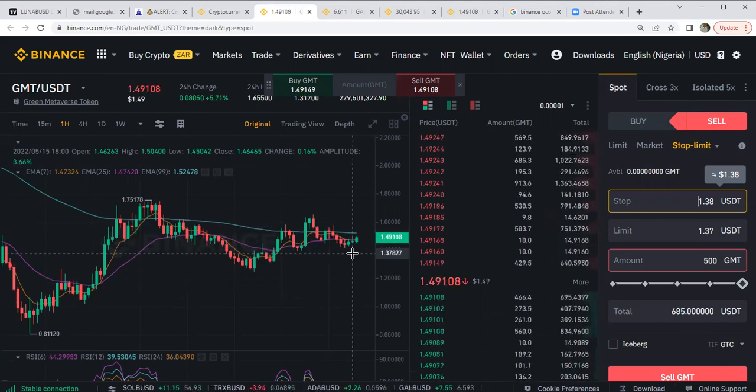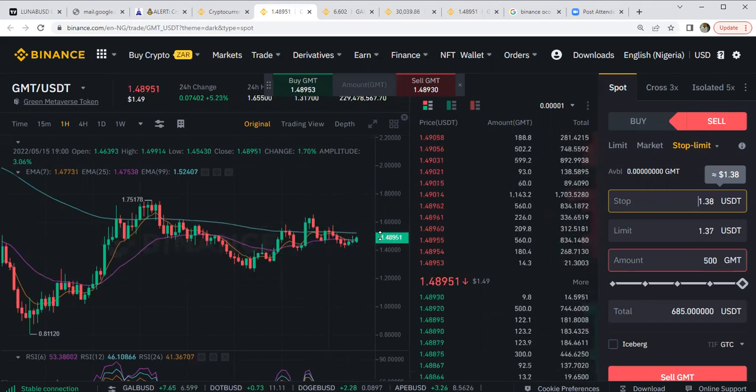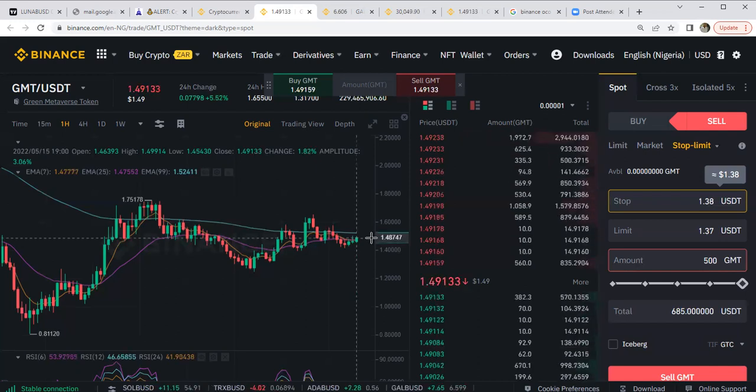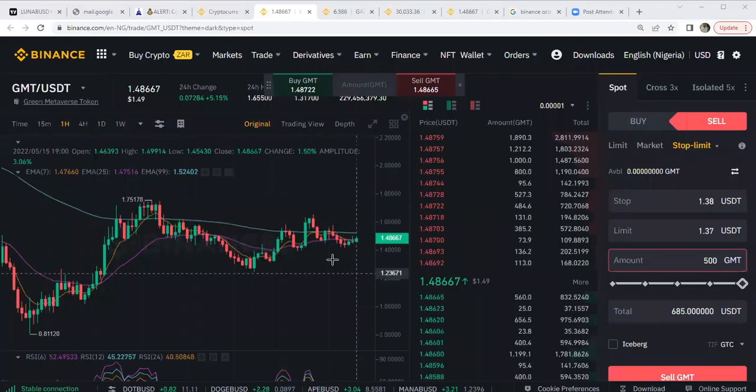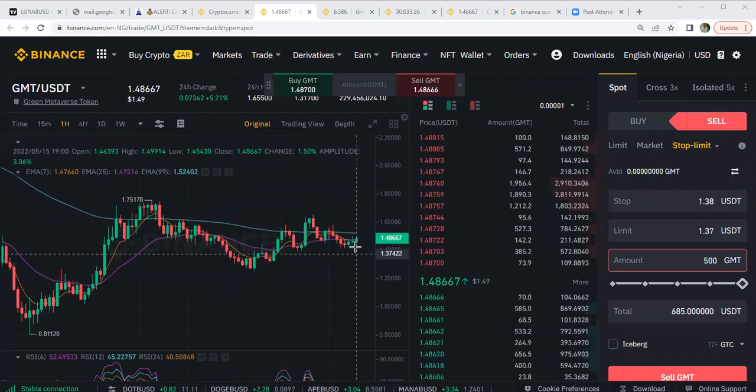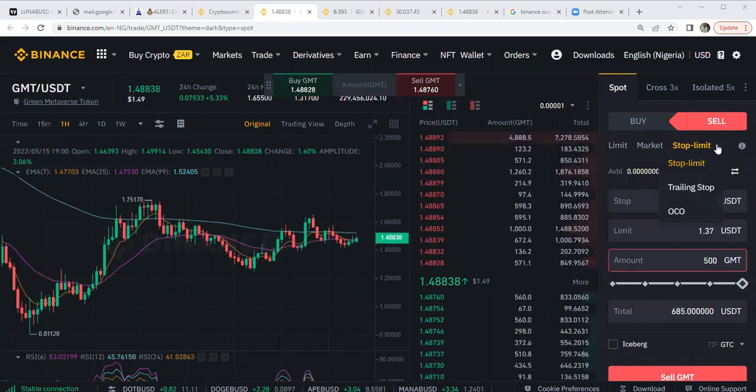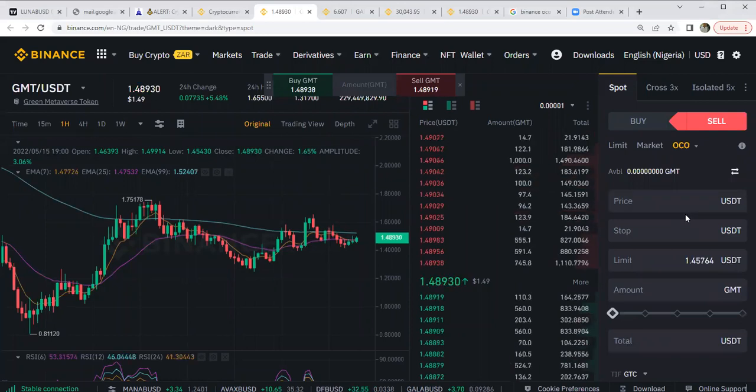So let's look at the OCO. OCO stands for one cancels the other, or something like that. Let's look at OCO. OCO is one cancel order.